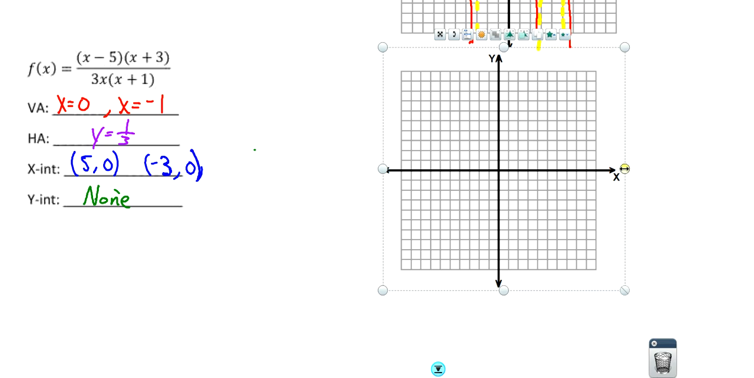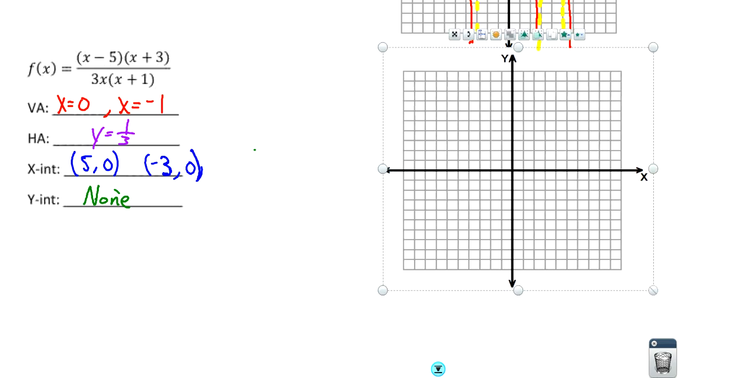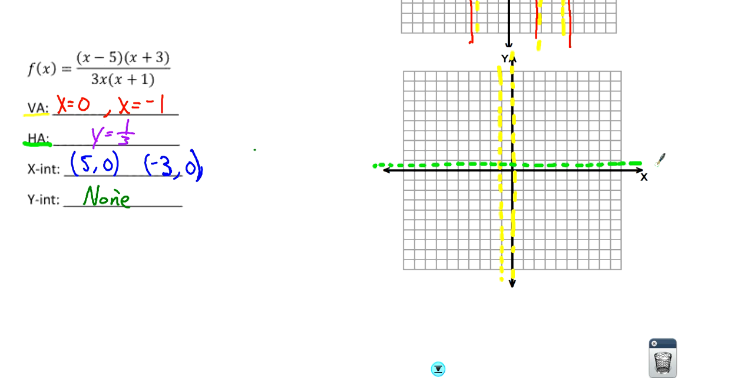So again, start by graphing what we know. So start with our vertical asymptotes. We have one at -1 and one at 0. So here's our one at 0. Here's our one at -1. Then our horizontal asymptote is at y equals 1/3, right there. Our x-intercepts are at 5, and -3.